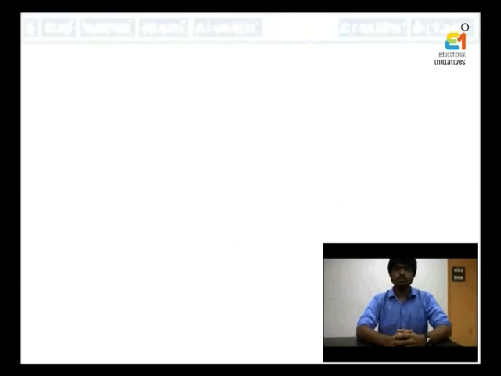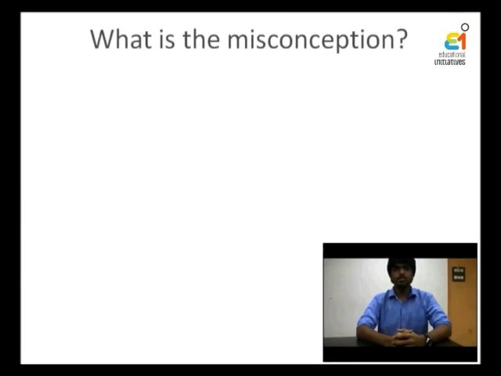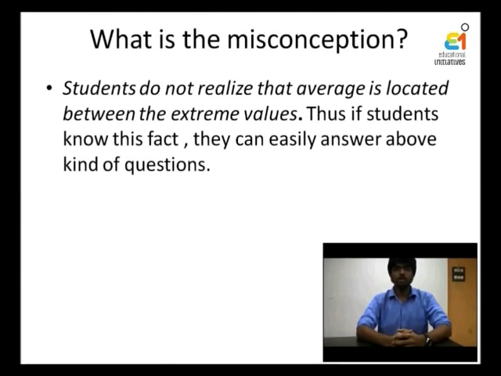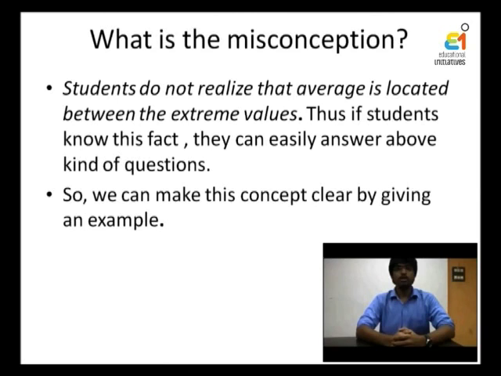Now, what is the misconception? What do students do? Students do not realize that average is located between the extreme values. Thus, if student knows this fact, they can easily answer above kind of questions. So, we can make this concept clear by giving an example.